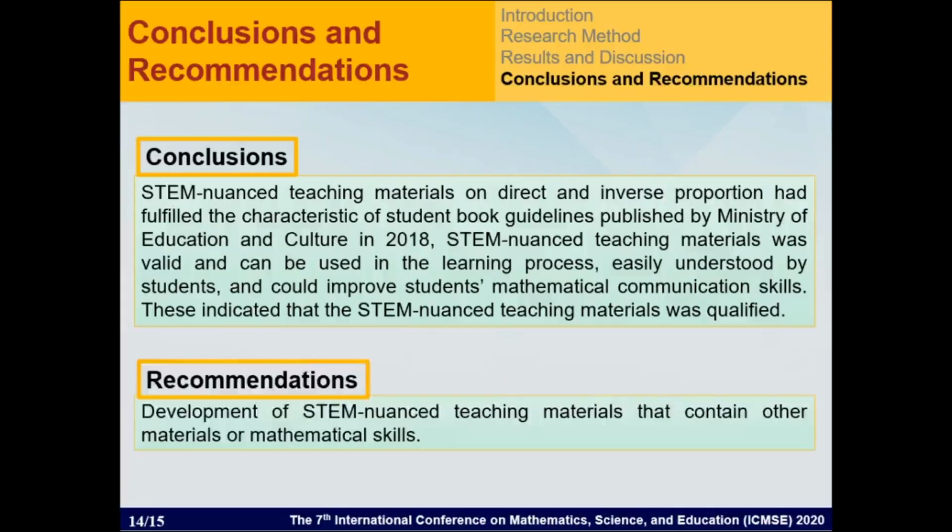Okay, we conclude that STEM-nuanced teaching material on direct and inverse proportion had fulfilled the characteristic of student book guidelines published by the Ministry of Education and Culture in 2018. STEM-nuanced teaching materials were valid and can be used in the learning process, easily understood by students, and could improve students' mathematical communication skill. This indicated that the STEM nuance teaching material was qualified, and we have some recommendations to develop a STEM nuance teaching material that contains other material or other mathematical skills.